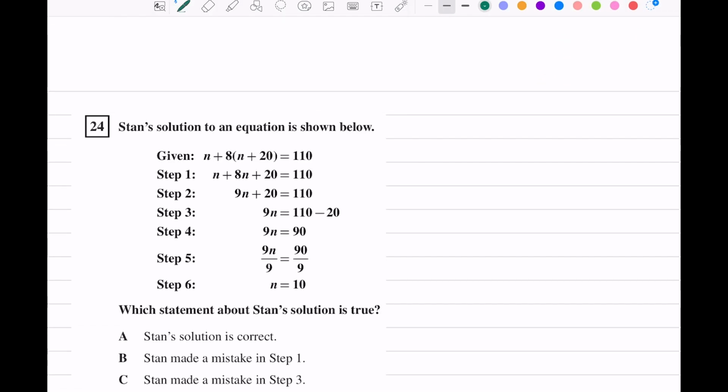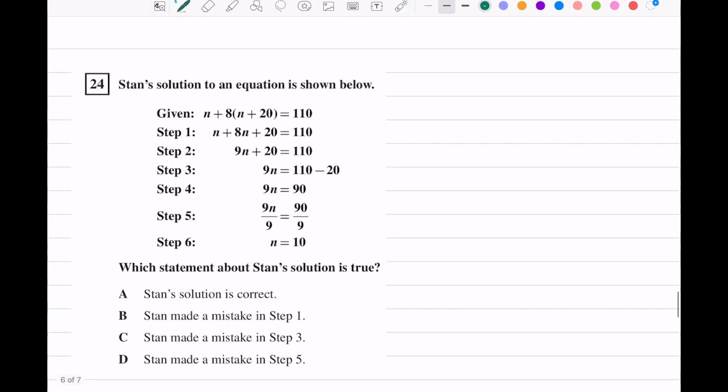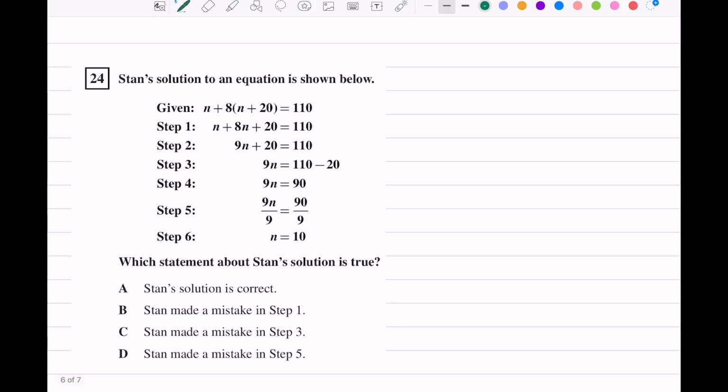Stan's solution to an equation is shown below. Given n plus 8 times the quantity n plus 20 equals 110. And we have steps 1 through 6. And the question asks, which statement about Stan's solution is true? So either Stan's solution is correct, or he made a mistake in steps 1, 3, or 5. So let's take a look.